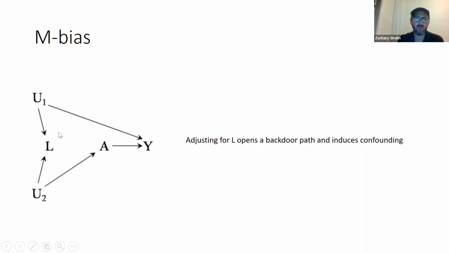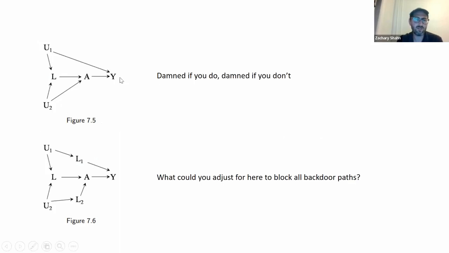So you can actually adjust for too many variables. You can induce various associations by adjusting. It can still be a good rule of thumb, when in doubt, adjust, but it's not ironclad. Here's an example where you're damned if you do, damned if you don't. If you adjust for L, this is the same example as before, you open up this backdoor path, A to U2 to L to U1 to Y, right? But if you don't adjust for L, then this backdoor path, A to L to U1 to Y, is open. So whether or not you adjust for L, there's going to be some backdoor path open. So the estimate of the effect of A on Y is going to be biased because you can't close all the backdoor paths. But if you could observe L1, then you could block all backdoor paths by adjusting for L1.